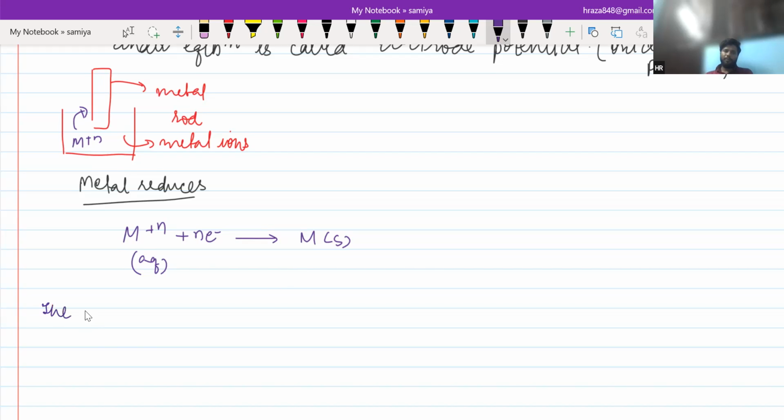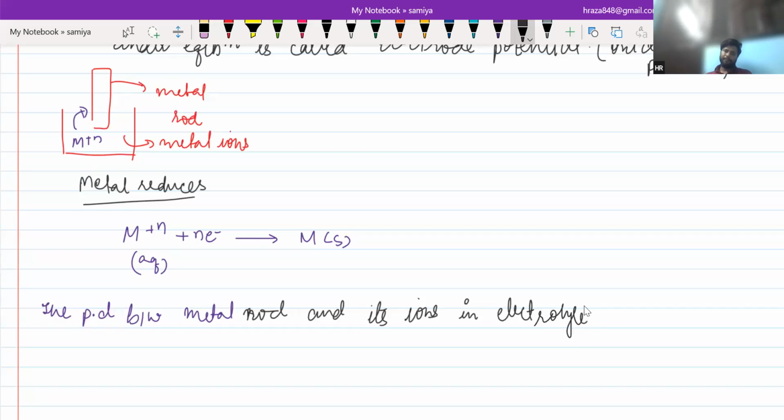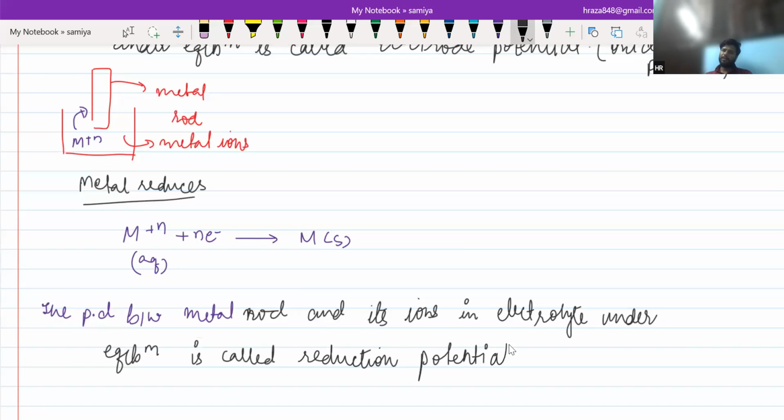So we can now also define the potential difference between the metal rod, or you can call it the electrode, metal rod, and its ions in the electrolyte under equilibrium is called electrode potential, or we can call it a reduction potential. To be more specific, it will be a reduction potential.